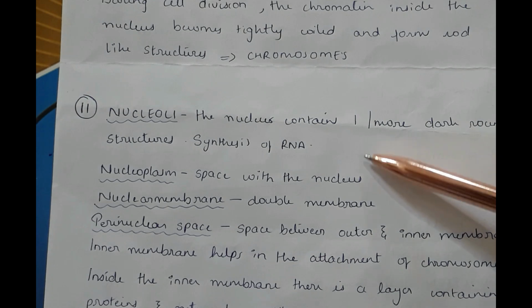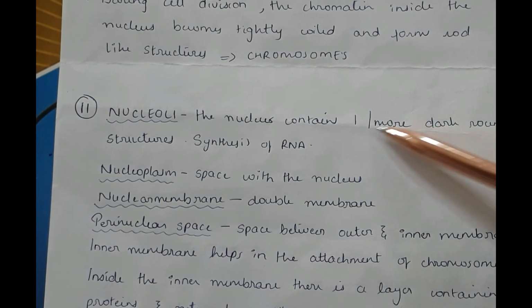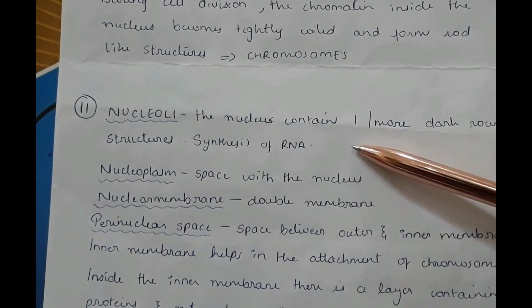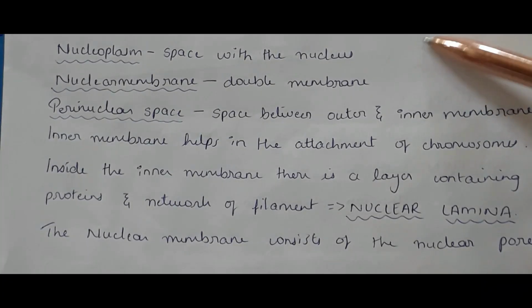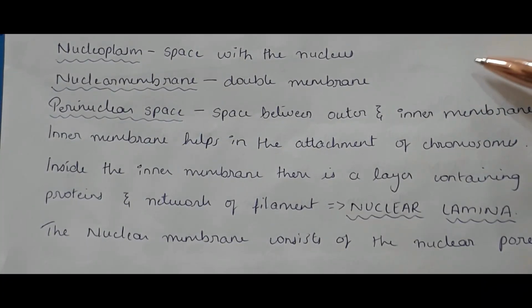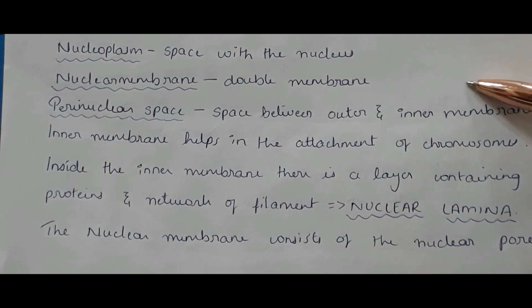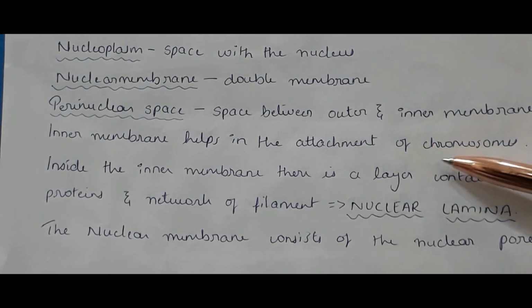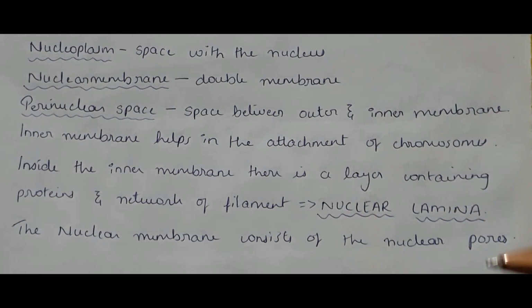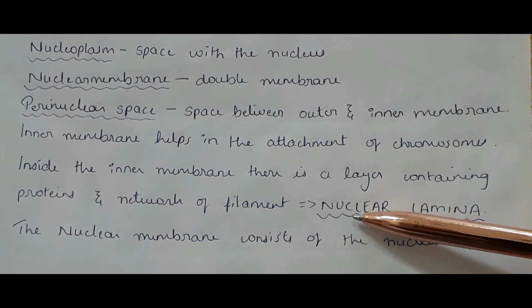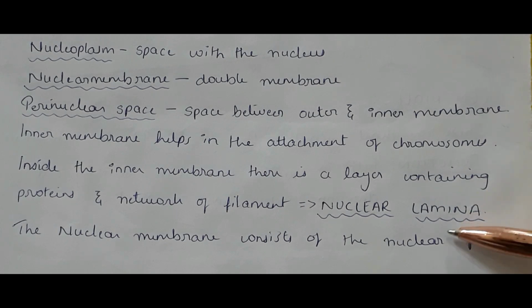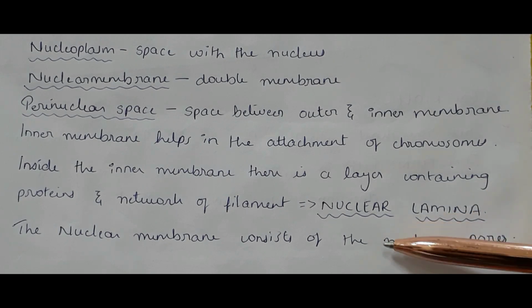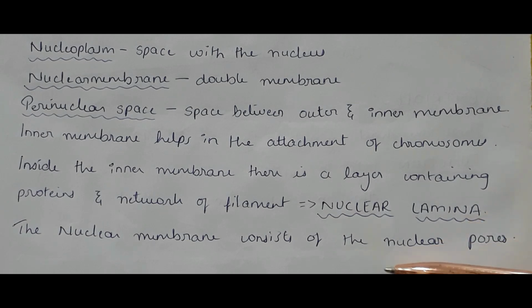Nucleoli. The nucleus contains one or more dark rounded structures which help in the synthesis of RNA. Nucleoplasm is the space within the nucleus. The nuclear membrane is a double membrane. Perinuclear space is the space between the outer and the inner membrane. The inner membrane helps in the attachment of chromosomes. Inside the inner membrane, there is a layer containing proteins and a network of filaments called the nuclear lamina. The nuclear membrane consists of the nuclear pores.